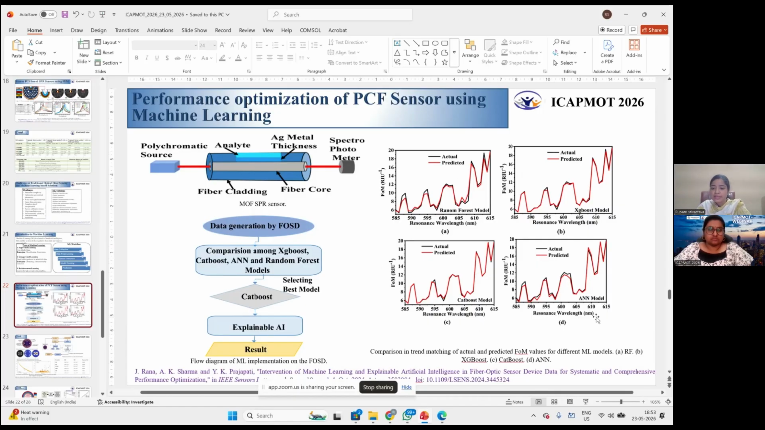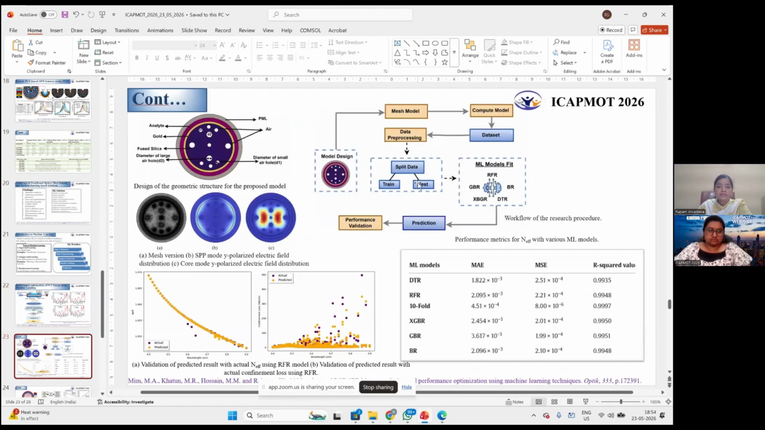In these figures, we can see the graph between the figure of merit and resonant wavelength. We can see that there is a similarity between the actual and predicted values in all these models, like CatBoost, random forest, and XGBoost. There will be some difference in the prediction error, obviously, but these are all very near to the actual values.